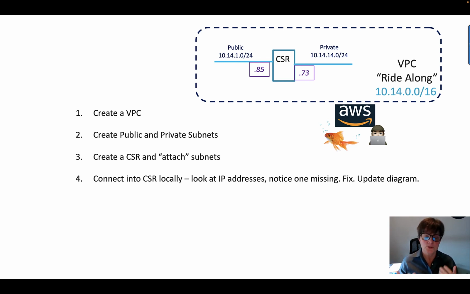Let's go look. We're going to connect into the CSR locally. We're going to look at the IP addresses. We're going to notice that one is missing. Spoiler alert, it's the private one.